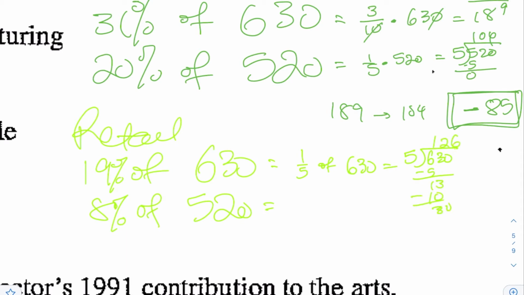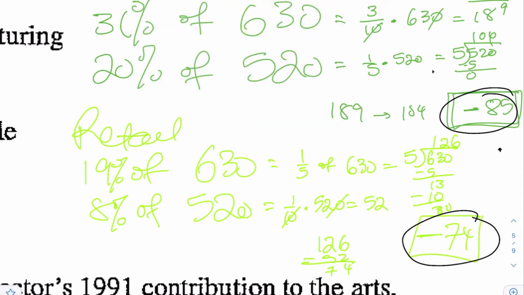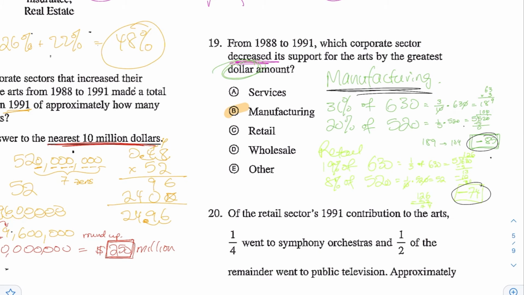That's going to be 126. And then 8% of 520, that's about 10% of 520. It's going to be 1/10 of 520, which is 52. So 126 minus 52 will be 74. So this was a close one, but minus 85 is bigger than minus 74. So the answer is going to be manufacturing. Choice B.